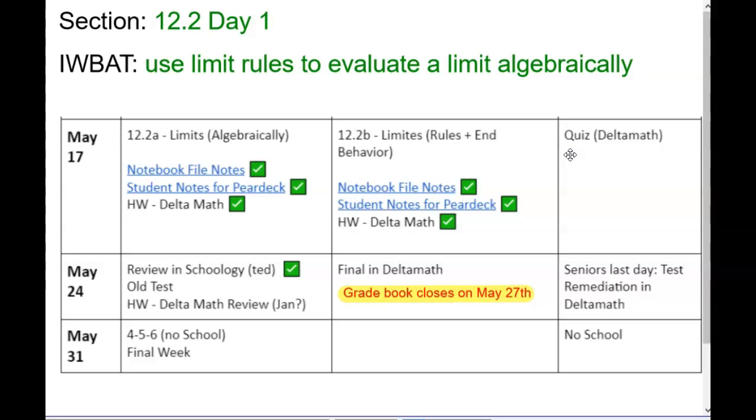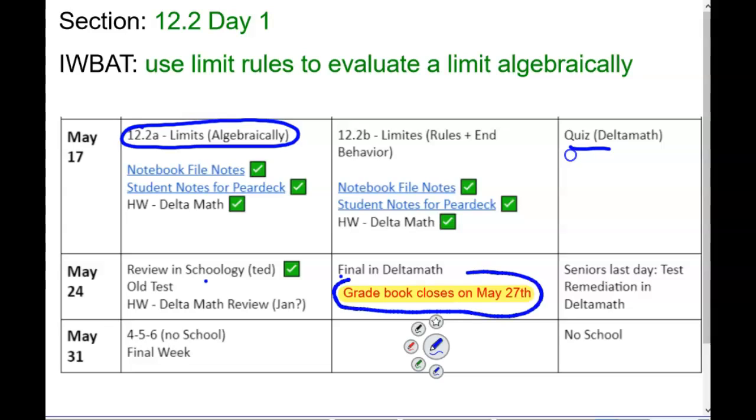If you are missing anything, we are currently right here, and we're going to do limits algebraically. And then we've got next Thursday, we've got a quiz, and then we've got to review our final. But the part I want to point out is that my gradebook officially closes for any late work, anything at all that you're going to turn in. You have until May 27th.